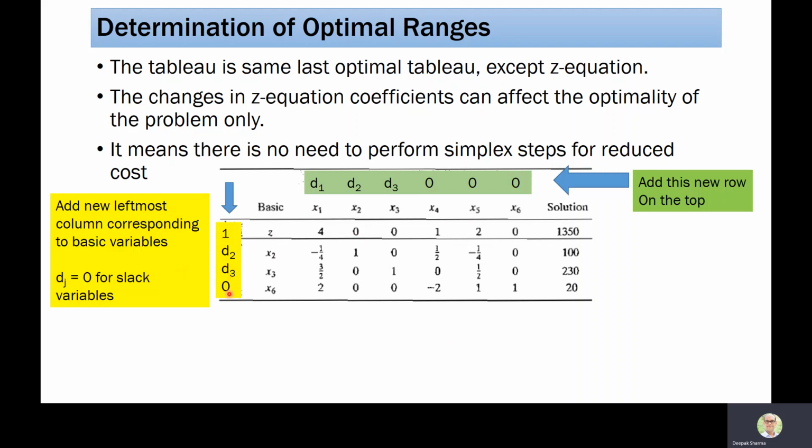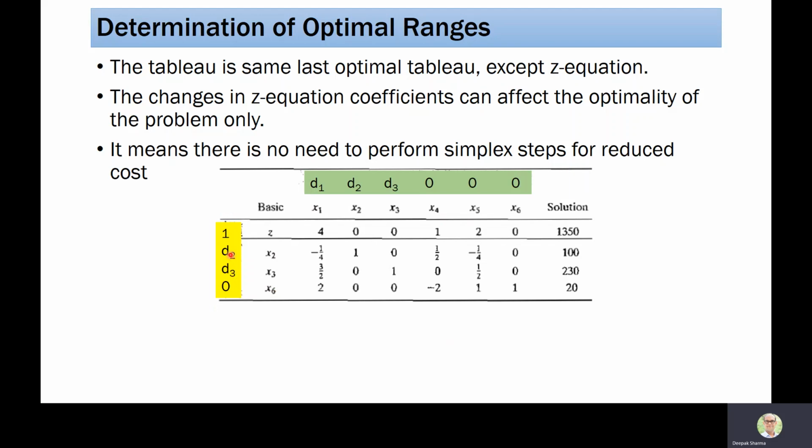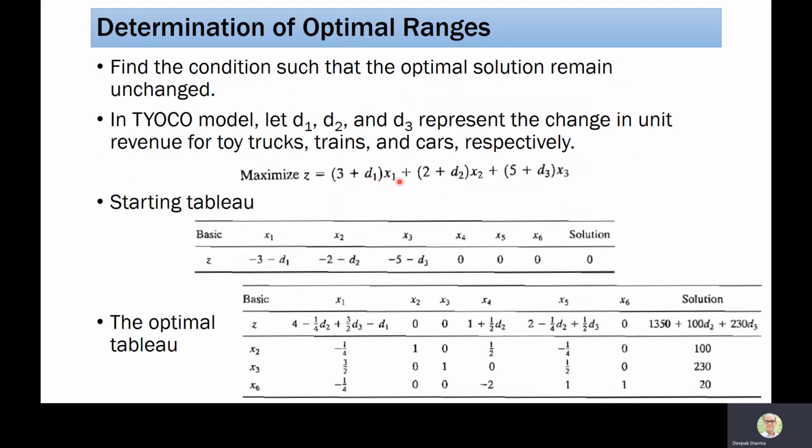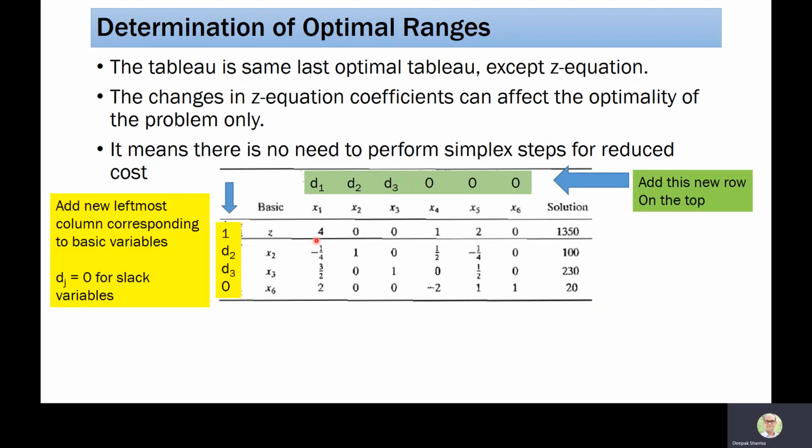Now let us look at the yellow part. Now we are adding one more column. What is that? For z, it is always 1. For x2, what is the change? D2. What is the change for x3? D3. And what is the change of x6? It is 0. So these are the changes in the objective function coefficient.